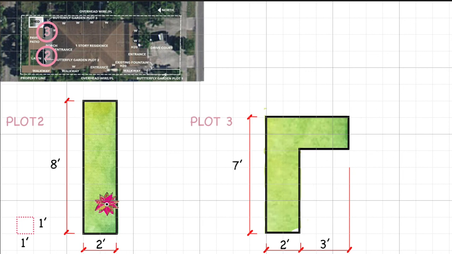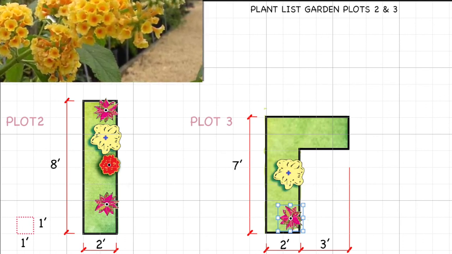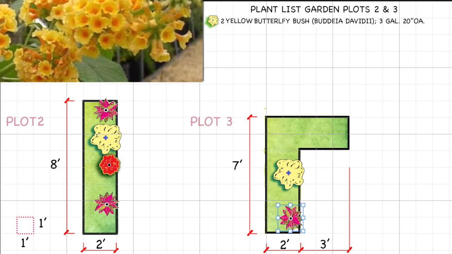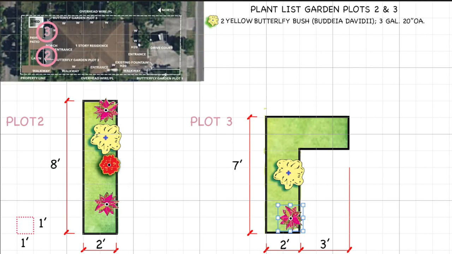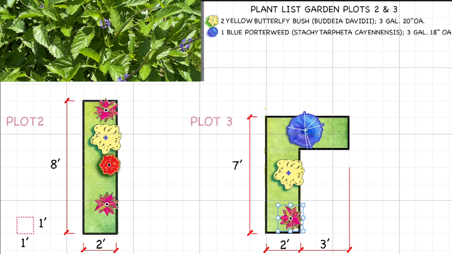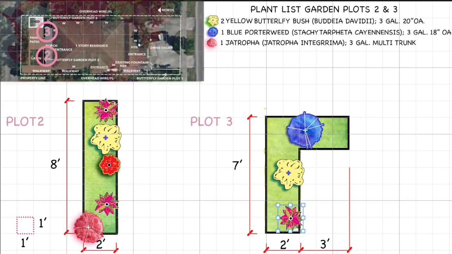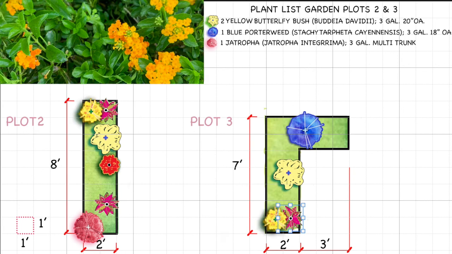So like we did in the front yard, let's identify existing plants. In the back, plot 2 has 2 Thai plants, 2 red sister Thai plants, and plot 3 has 1. And back over to plot 2, we have 1 little lonely croton. Now to the plants, we're going to start out with a yellow butterfly bush, the same plant like the purple, but just with yellow flowers. We'll be adding 1 in plot 2 and 1 in plot 3. And over to plot 3, we're going to add in a blue porterweed. And back over to plot 2, we're going to be adding in a red jatropha to be a bookend to that space. Next plants we'll be adding are the beautiful yellow pineland lantana.